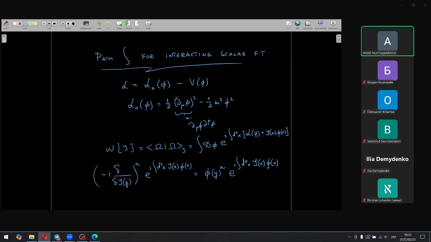So now suppose that we have some general analytic function. To be precise, it should be functional of the scalar field phi on x. And let's denote this analytic functional as F depending on phi.